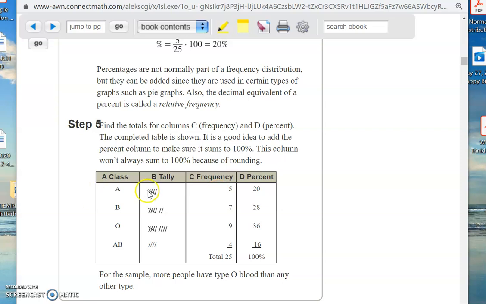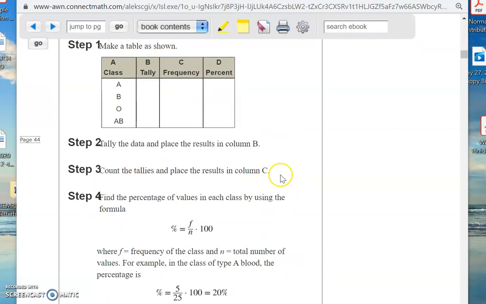So like you have 5 class A, 7 class B, and so forth. And then the percent, hopefully you remember how to do percent. Percent is just a frequency over the total number multiplied by 100. Does that make sense to you?